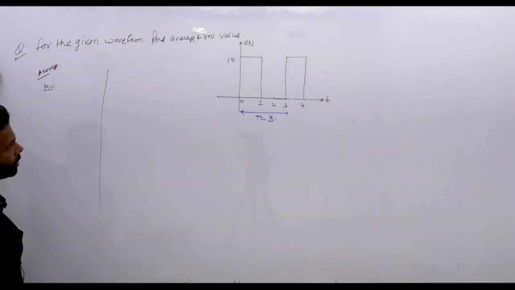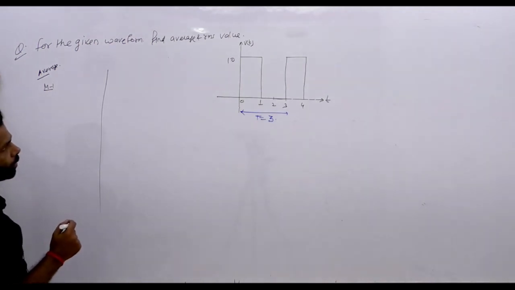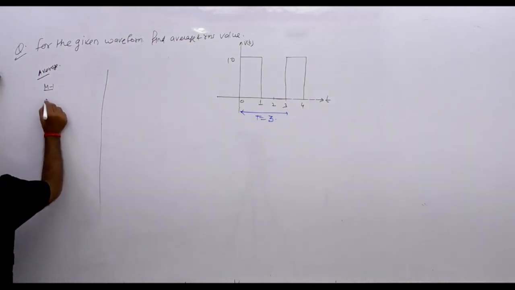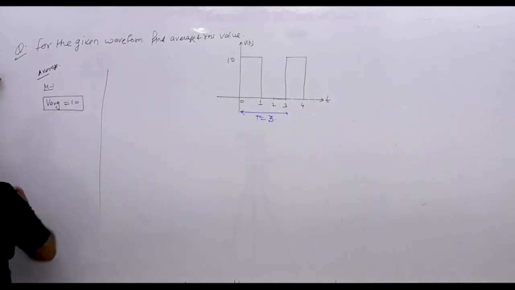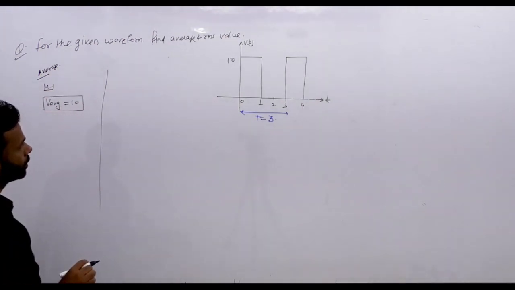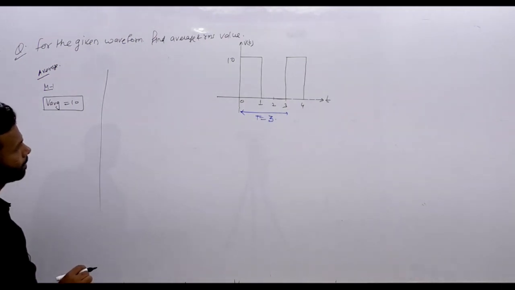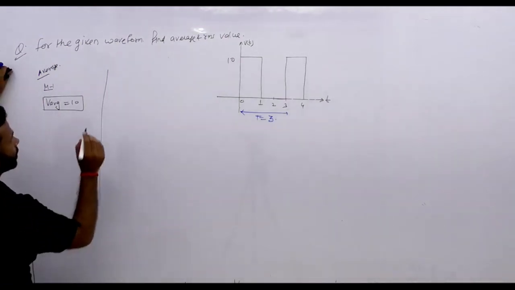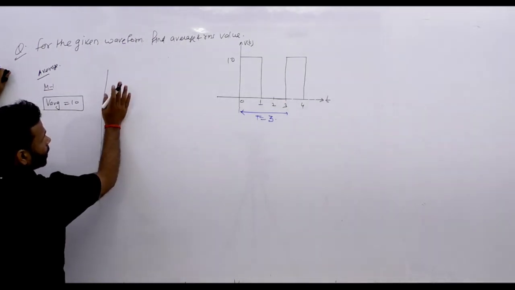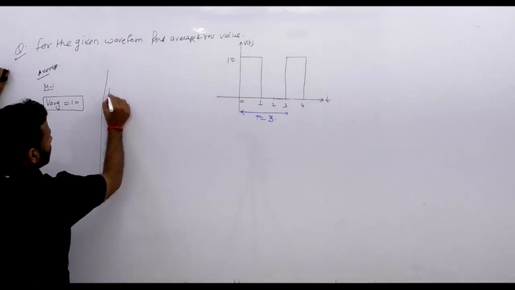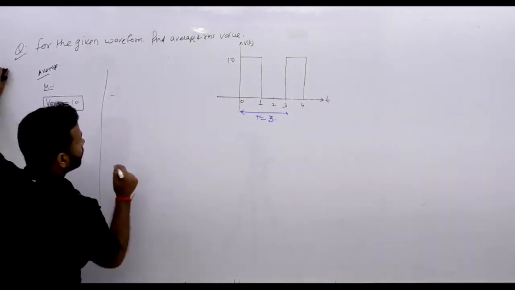And what is the trick? It is a rectangular waveform, and for the rectangular waveform, the average value remains the same. So let's check the answer. V average is 10 volt DC. If you see the result, I think it is not correct. Let's check the answer from the exact conventional approach.